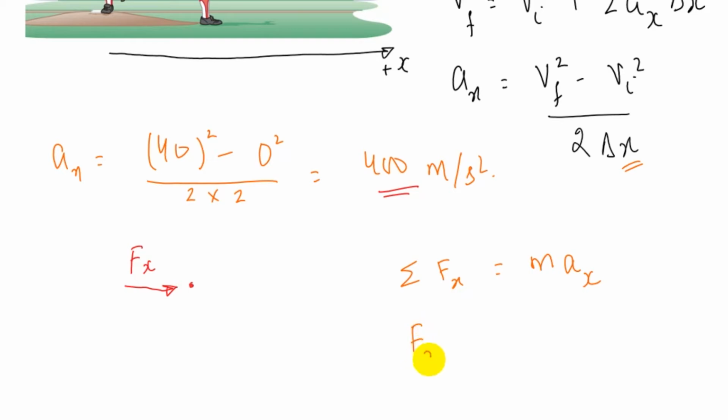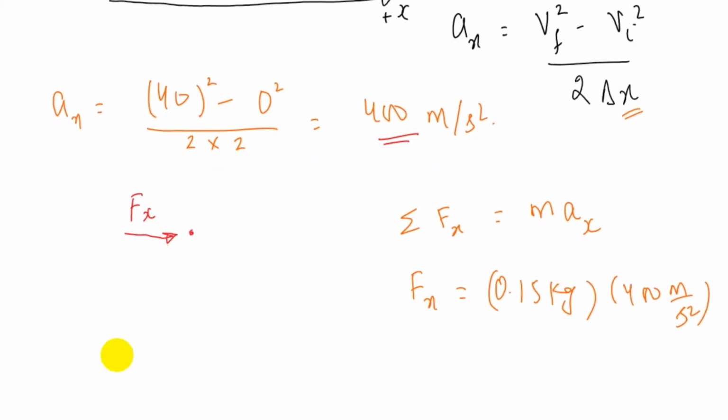So Fx equals mass for the ball, which is 0.15 kg, times the acceleration, which is 400 meters per second squared. Let me write the unit also. This is meters per second squared. Now from here the force comes out to be 60 newtons, which is equal to 10 pounds, right? So the force exerted by the person is 10 pounds.